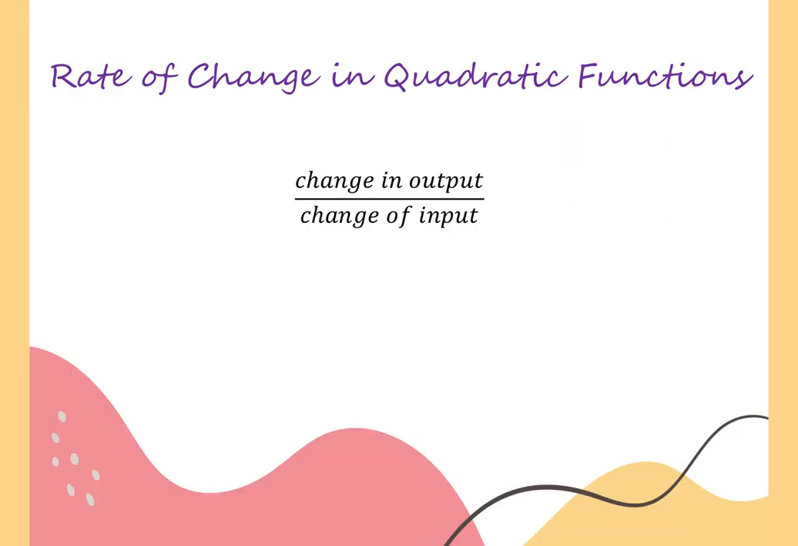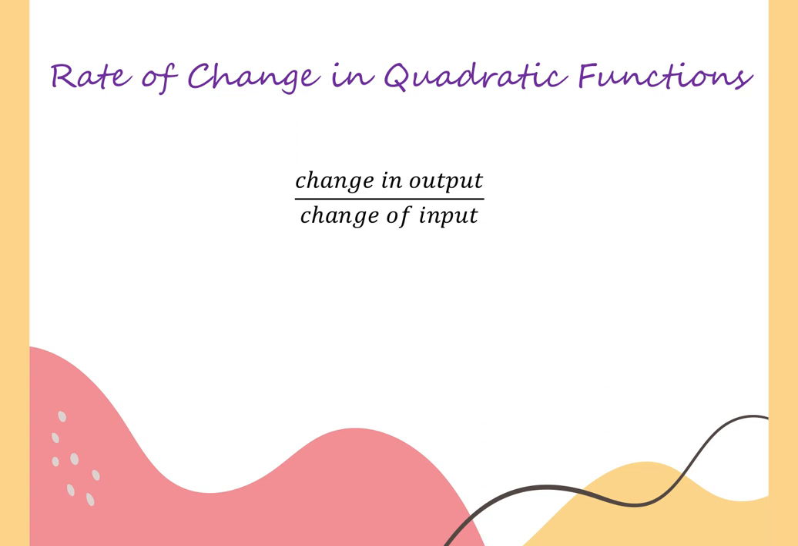All right, now we're talking rate of change of a quadratic function. What do we notice about this? Did it change? Is there any difference between rate of change of quadratic and rate of change of linear? Nope, it's exactly the same, okay?